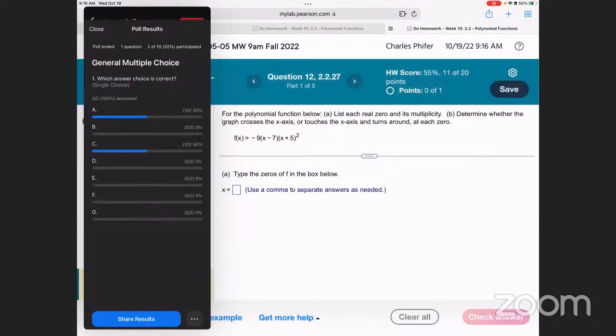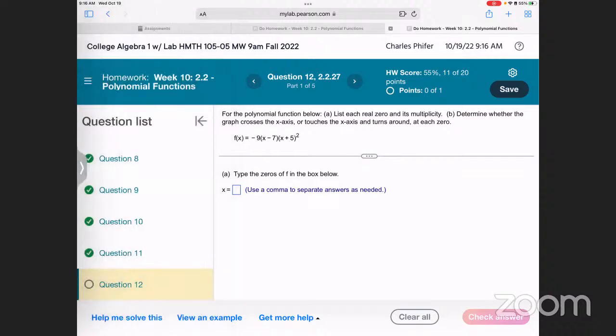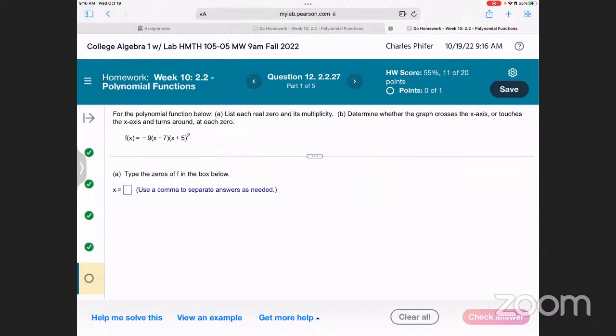Polynomial function lists each real zero and its multiplicity. Okay, so this one's not really a poll. We're going to go like this. Okay, that seems like it's working a little bit better. For the polynomial function below, list each real zero and its multiplicities. Okay, determine whether the graph crosses the x-axis.